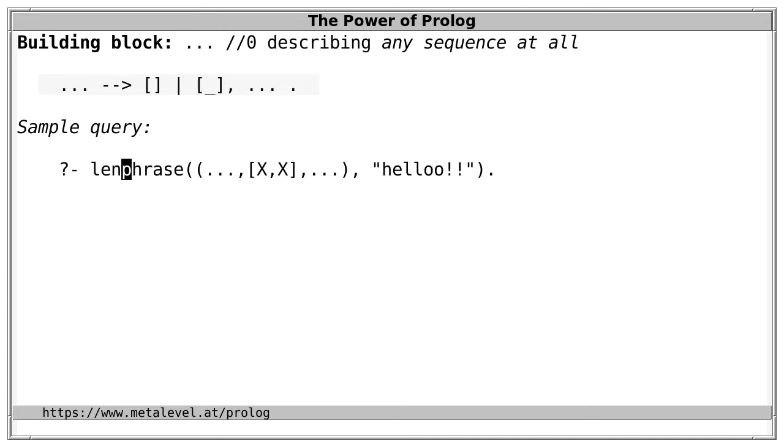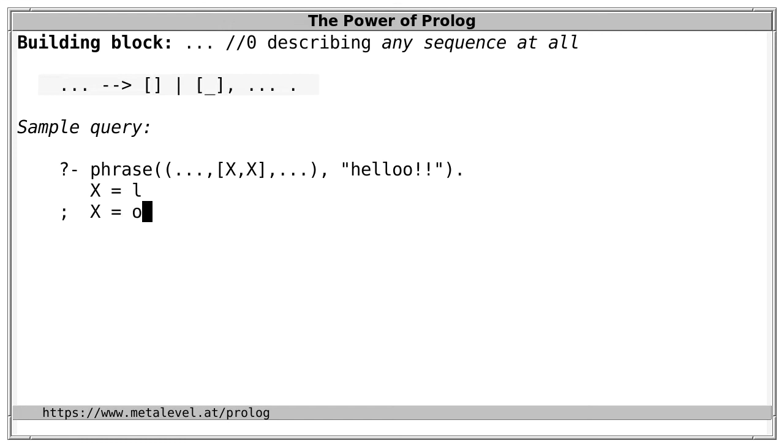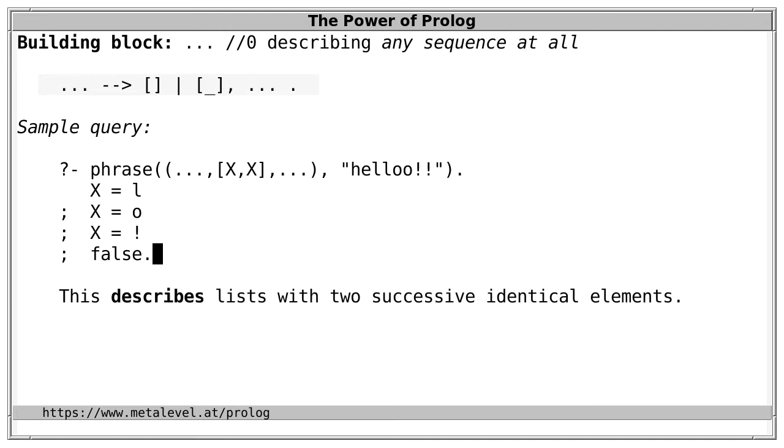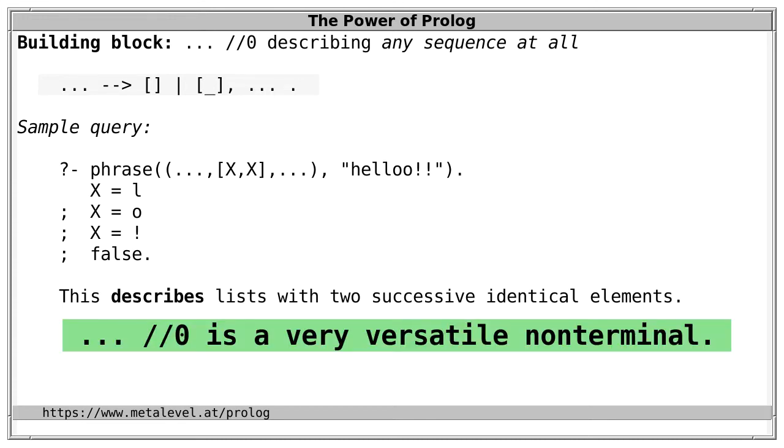And in this case, we no longer need the length goal. And as answer, we get yes, L, O, and exclamation mark each occur twice in a row, and no other characters do. And due to this versatility, we again say that we describe such lists, because we can generate, test, and complete them.